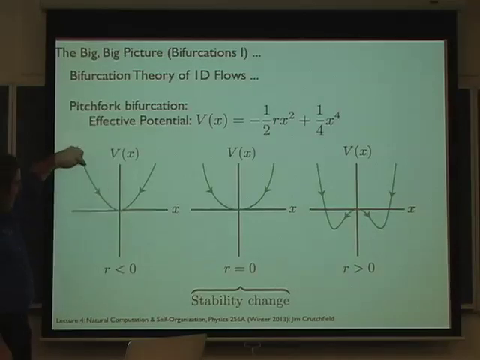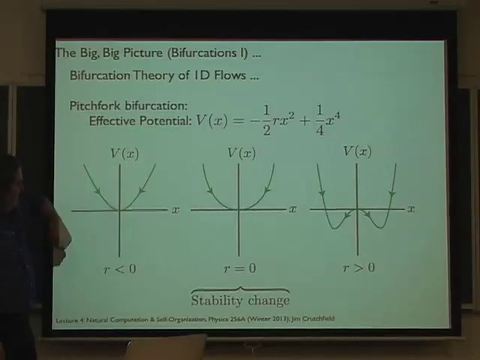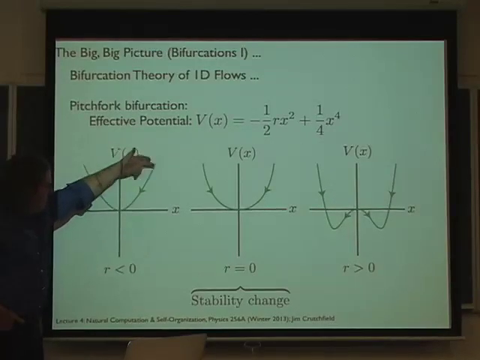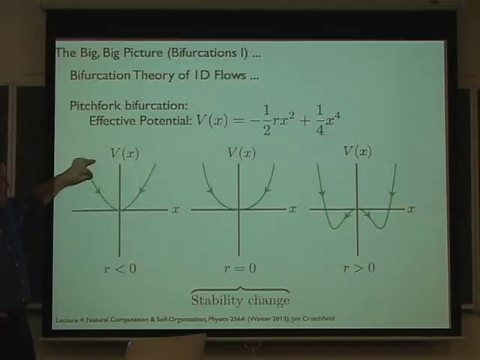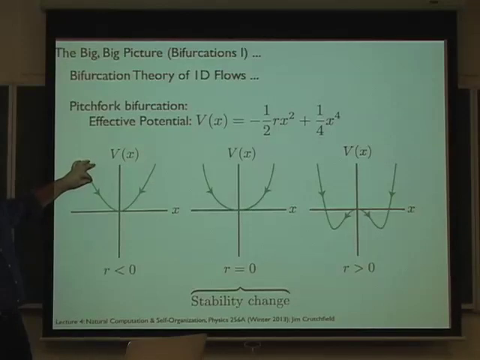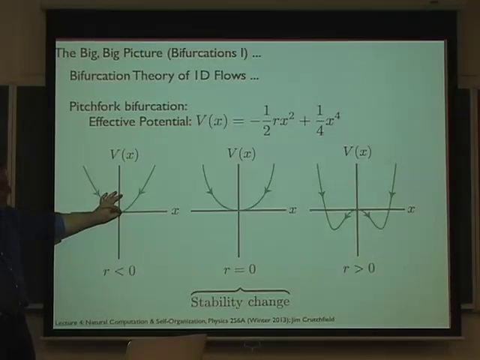So for r negative, I had just a pure convex, upwards convex potential. And if I imagine this particle rolling down very slowly, it's in molasses, there's no second order term. No x double dot here. It would eventually settle down here and stop, and that would be the fixed point.